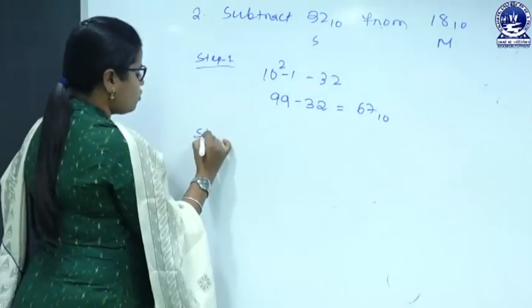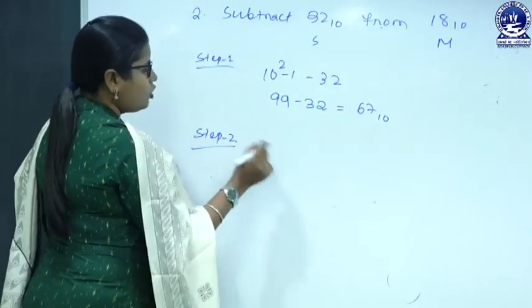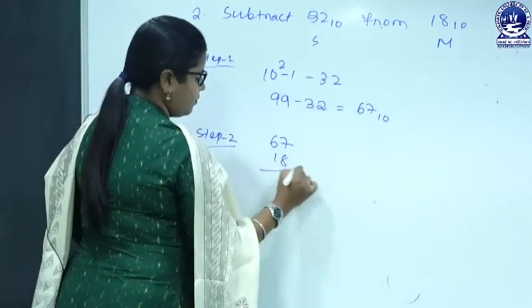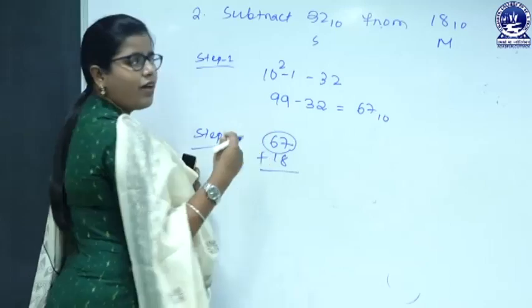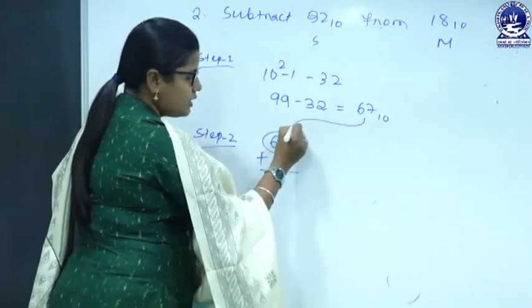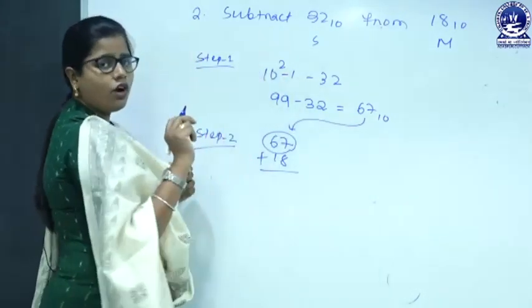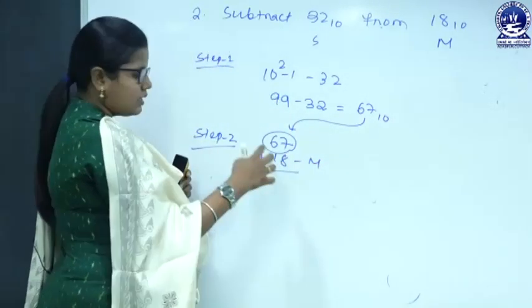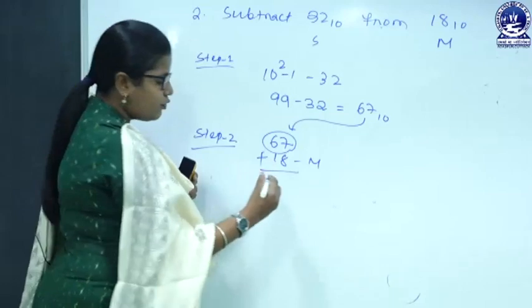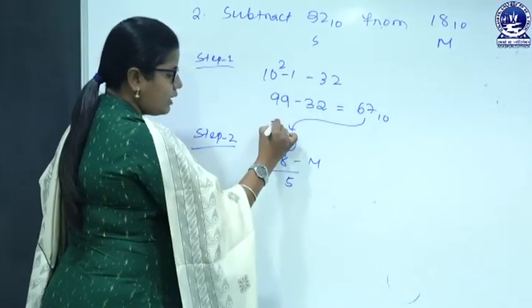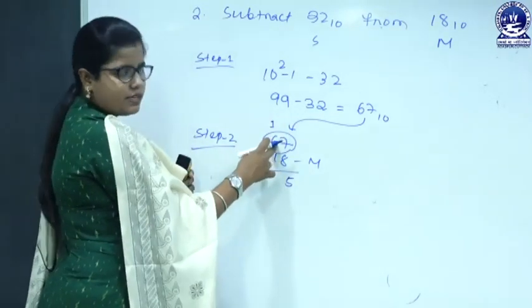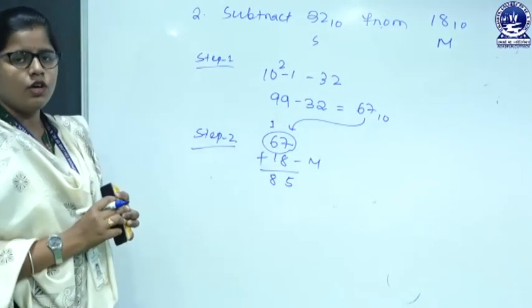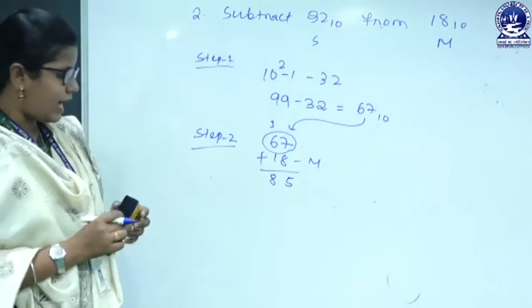In step 2, we need to add 67 with what? 18. 67, where did we get the 67? This is the 67. And where did we get the 18? 18 is the minuend. So now add this. 7 plus 8, that is 15 with carry 1. 6 plus 1, 7 plus 1, that is 8. 85. Do we have a carry? No, we don't have a carry.